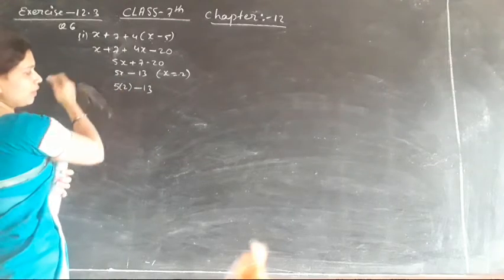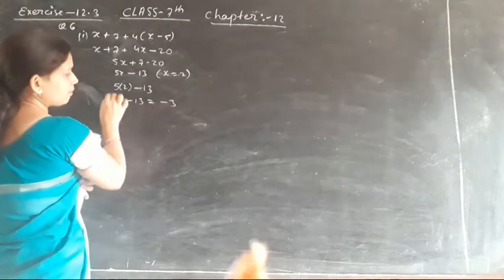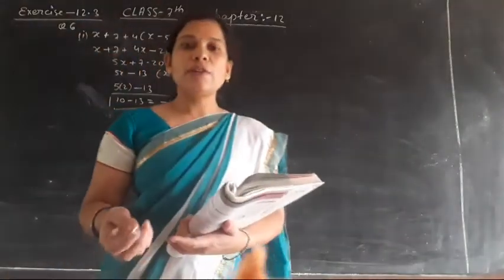तो 5 into 2 is 10. 10 minus 13 is equal to minus 3. So which is the required answer? Clear everyone? Minus 3 will be the answer.